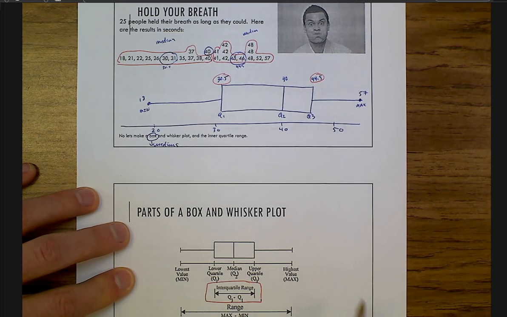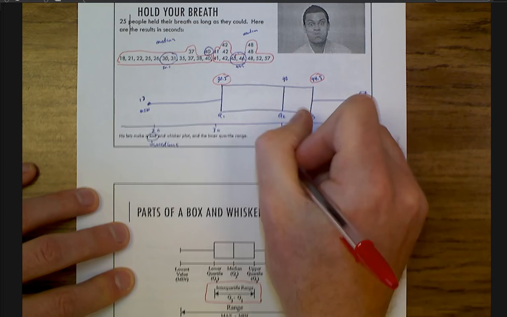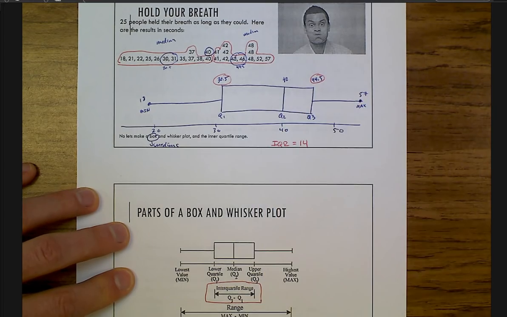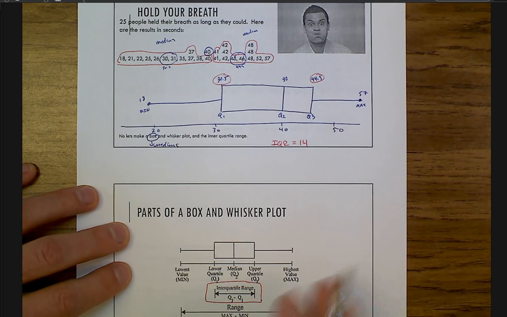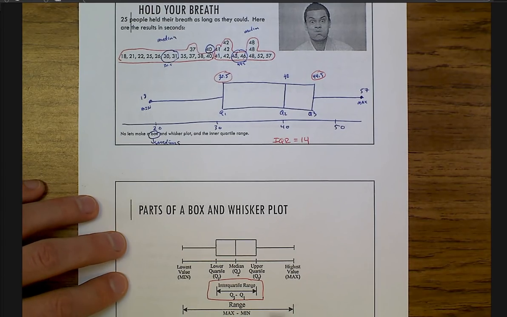So if you subtract those, basically you just get 14. So our interquartile range, or IQR, would be 14. All right, that's important. You would have to put that on paper if I asked for the interquartile range. And then obviously the max and min you can see there.